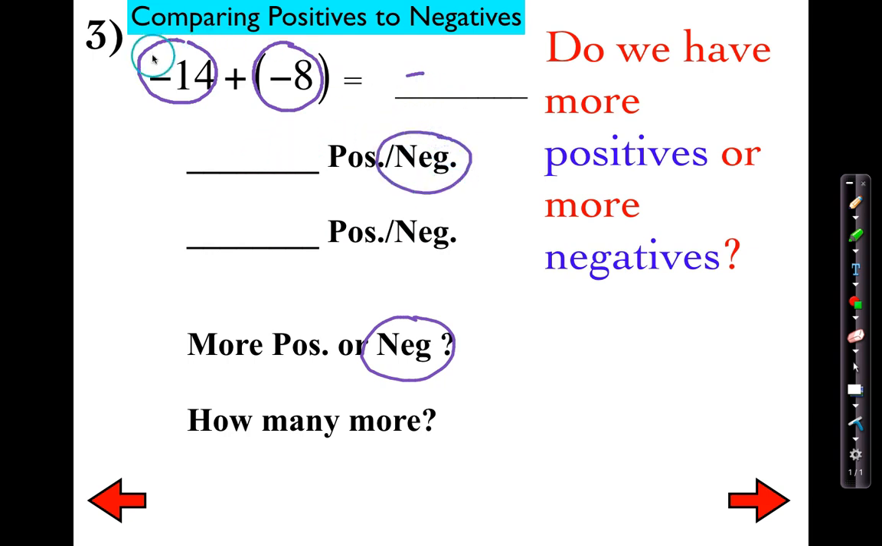You got to be careful. Notice there's 14 negatives here and 8 negatives here. So altogether, there's actually a total of 22 negatives. So I'm going to write -22. Now the next question is, we took care of negatives. Now the next thing to do is look at positives. How many positives do we have? I hope you notice there are no positives at all.